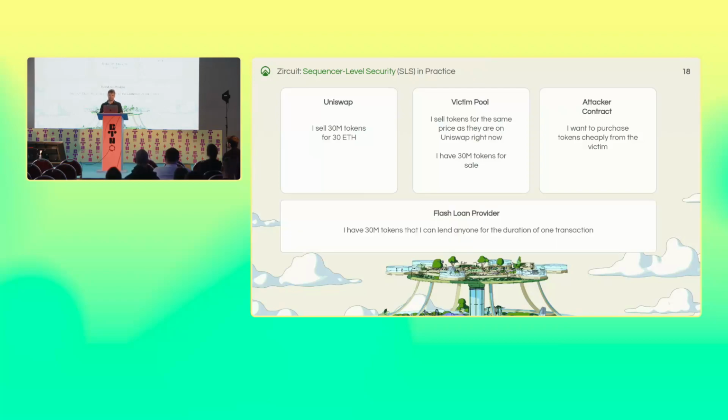And finally, because I will be manipulating some markets on Uniswap, I will need a flash loan provider. The flash loan provider will have the possibility to give me a loan of some amount of tokens. Here, again, I will have 30 million tokens for the scope of a single transaction. And if that loan gets repaid at the end of the transaction, it will become part of the chain. Okay? So this is my setup. Those are the 4 actors that will be participating in here.